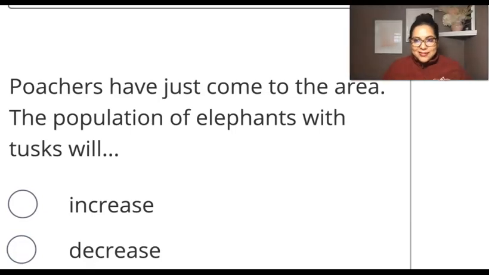If you selected decrease as your answer, you are absolutely correct. So poachers will hunt tusked elephants for their tusk. And so we're going to see a decrease in the number of these elephants, unfortunately.